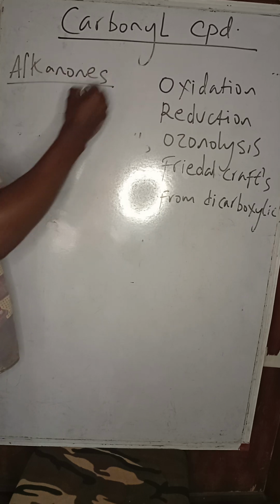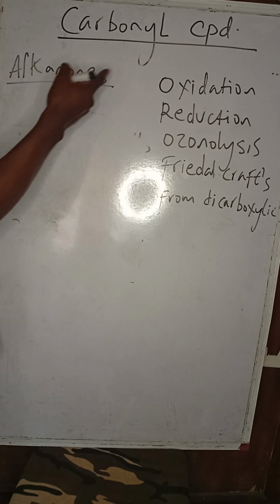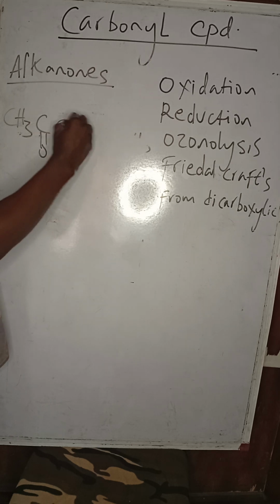How do we name alkanones? Alkanones are named using the suffix -one. Let's say we have CH3COCH3. The first member of the alkanones is this. The first member is propanone. The first member of the alkanals is methanal, while the first member of the alkanones is propanone.